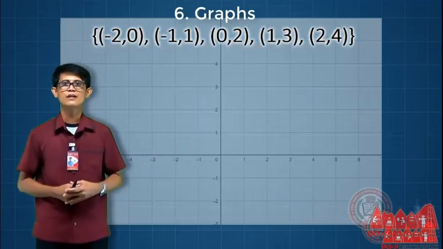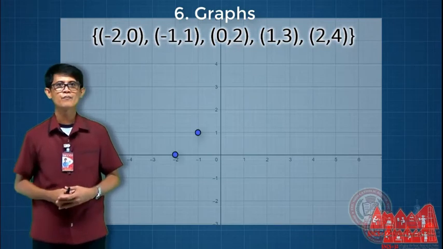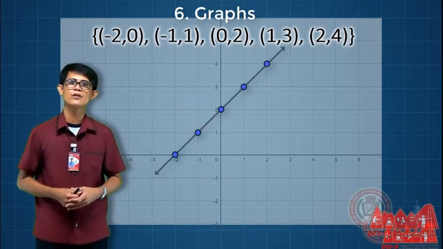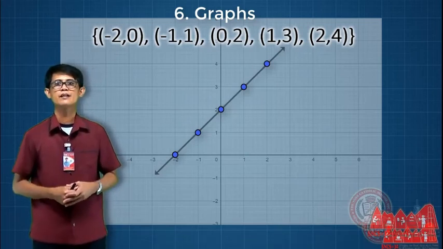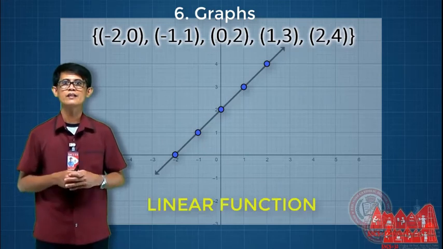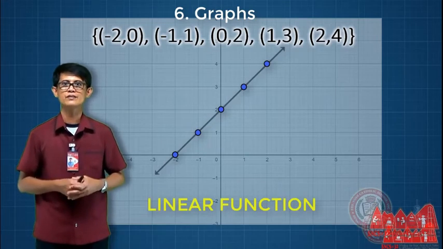Now here's our graph using the coordinate of each point. And if we connect the dots, it forms a straight line. So is this a linear relation or linear function? Yes, it's a linear function because it's a one-to-one relationship.